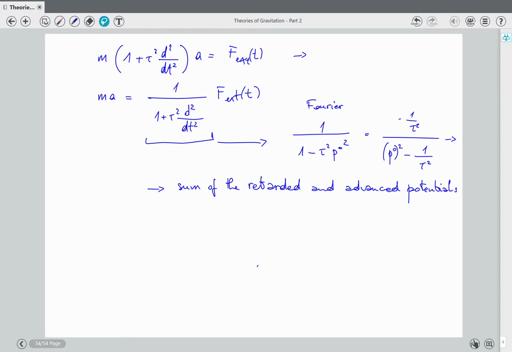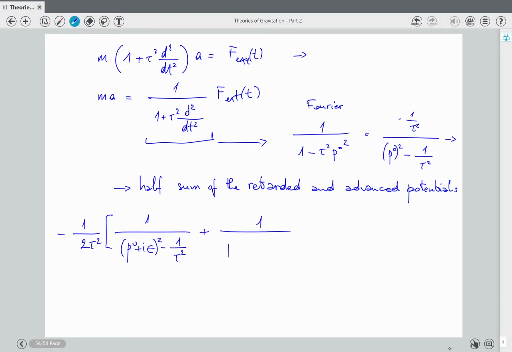Half sum. So again, if you want, that is 1/2 minus 1/2 divided by 2 tau squared, 1 divided by p0 plus i epsilon squared minus 1 divided by tau squared plus 1 p0 minus i epsilon squared minus 1 divided by tau squared, or you can work it out as the arithmetic average of Feynman and anti-Feynman. It's the same.